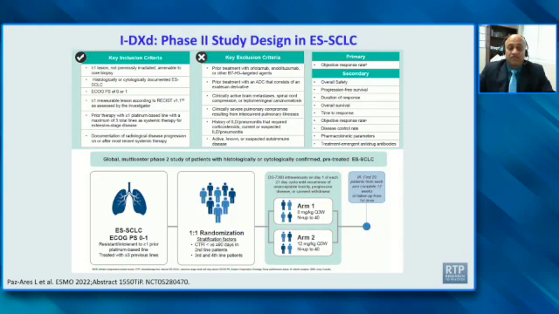So this is an ongoing phase 2 trial in the small cell lung cancer population in extensive stage. These are patients who have received platinum-based therapy in the past and have not received more than 3 prior lines of therapy. The primary endpoint for this ongoing phase 2 trial is objective response rate.